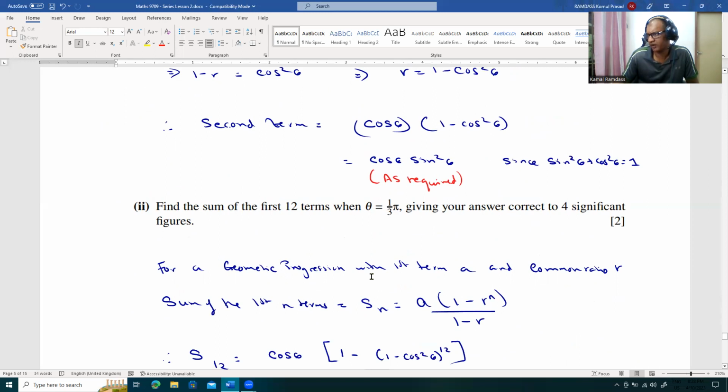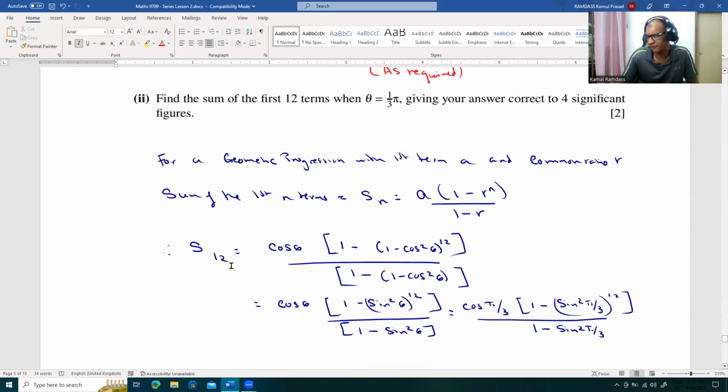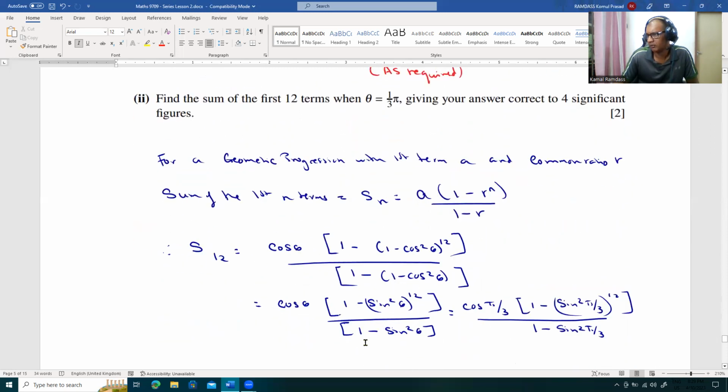Et the first 12 terms, nous avons la formula S of n, first n terms, S of n is equal to A times 1 minus R to the power of n divided by 1 minus R. Et là, on fait S of 12. Cos theta times 1 minus cos square theta to the power of 12 minus 1, divided by 1 minus cos square theta. Bon, 1 minus cos square theta, on connaît égal à sin square theta from this identity. OK? Et mon gagne cette expression-là, this expression.